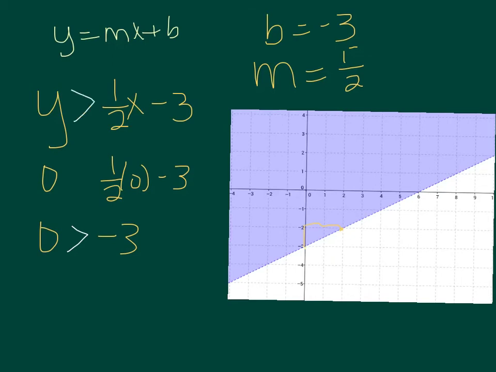This is a dashed line, right? So we do not have the or equal to. There's my inequality.